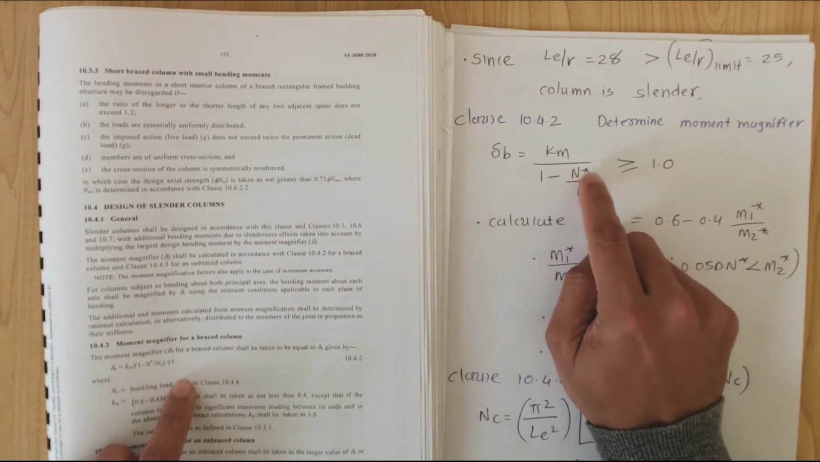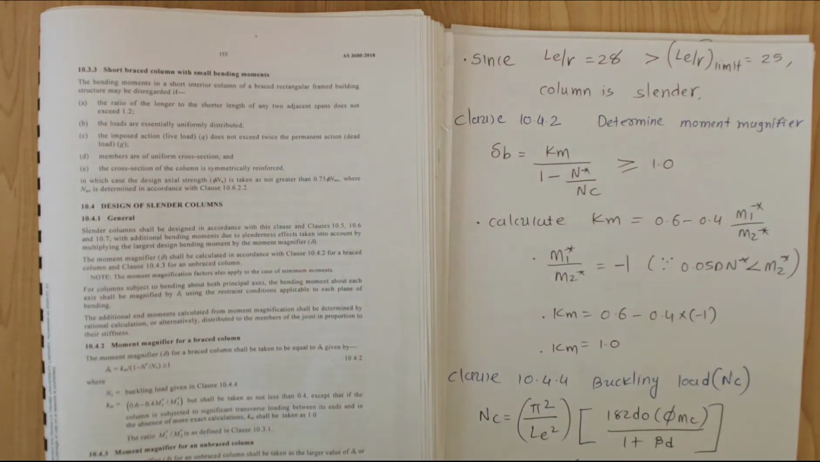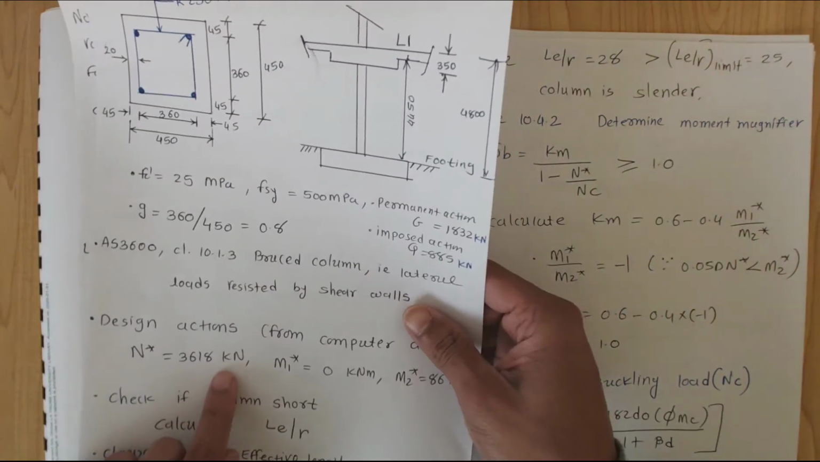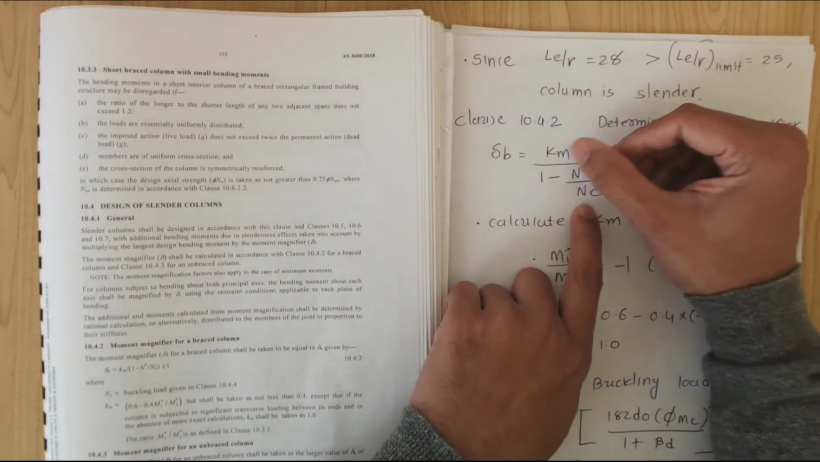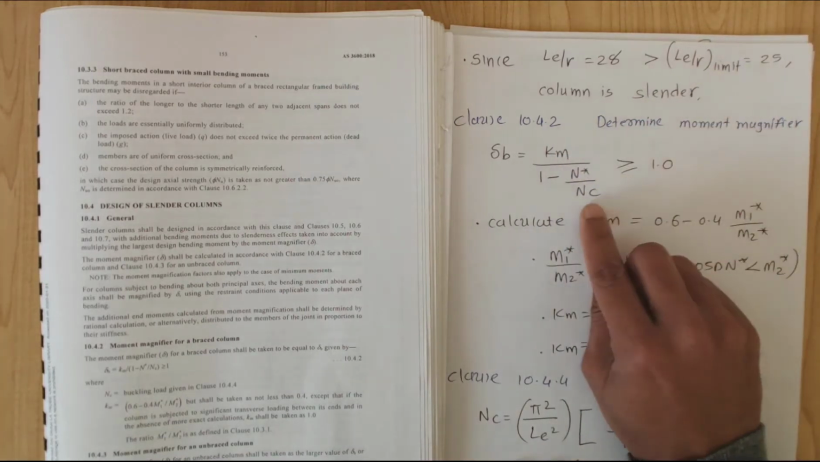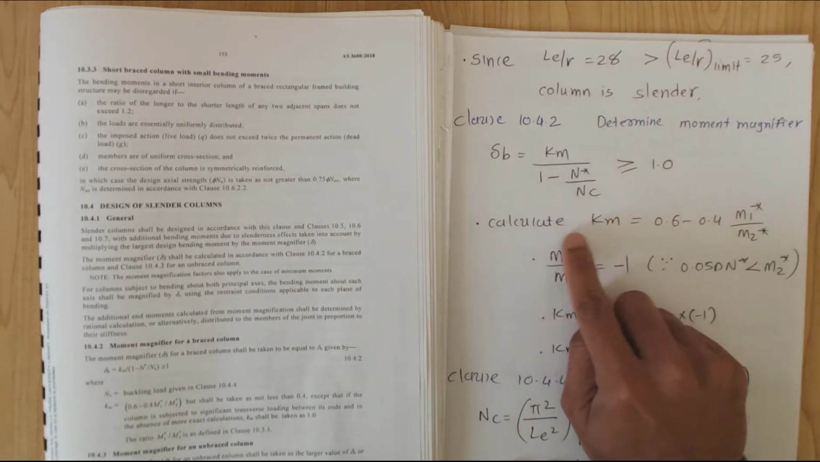N star is the design load that we take as 3618 kilonewtons. Now in these equations we need to calculate the factor Km and the buckling load Nc. So let's talk about the Km factor.